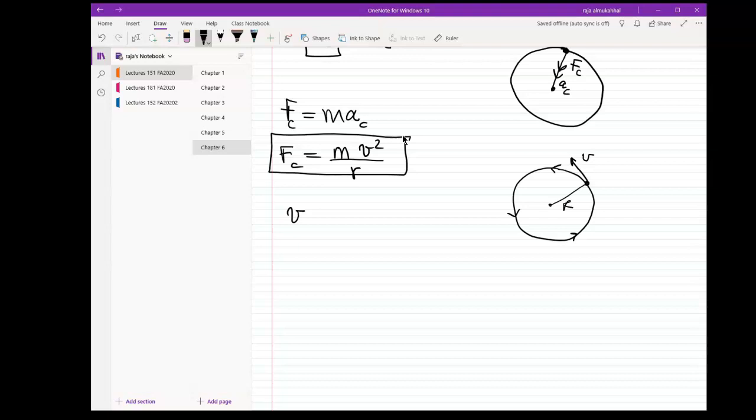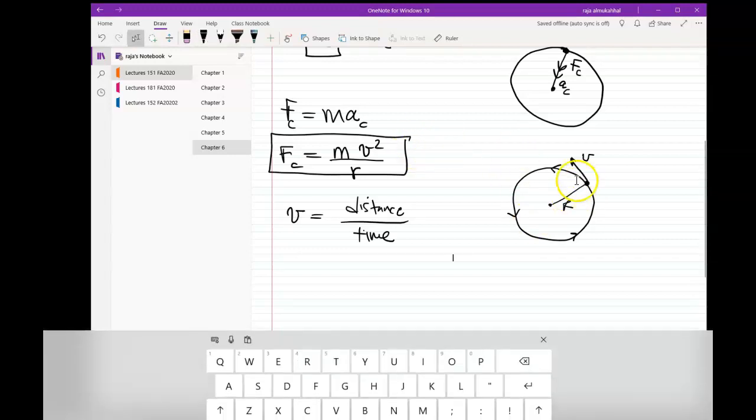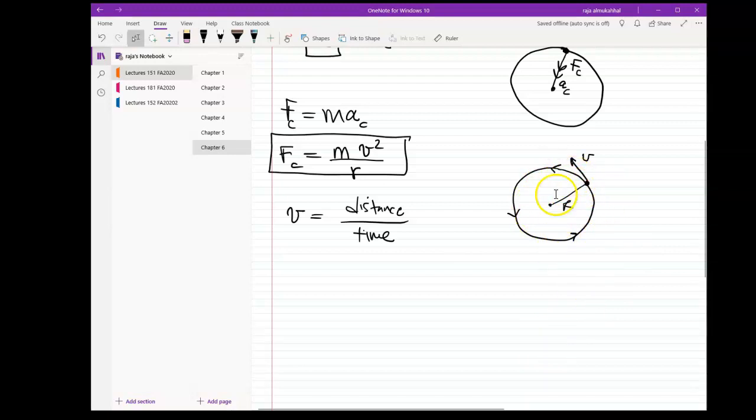Okay? Now, one way to do that, and I believe we covered this a little bit, is that we know the speed is distance over time in its simplest form. So in this case, the distance traveled by the object, if I take the full circle, is basically the circumference of the circle divided by the time it takes to complete that circumference. And we refer to this time as the period.